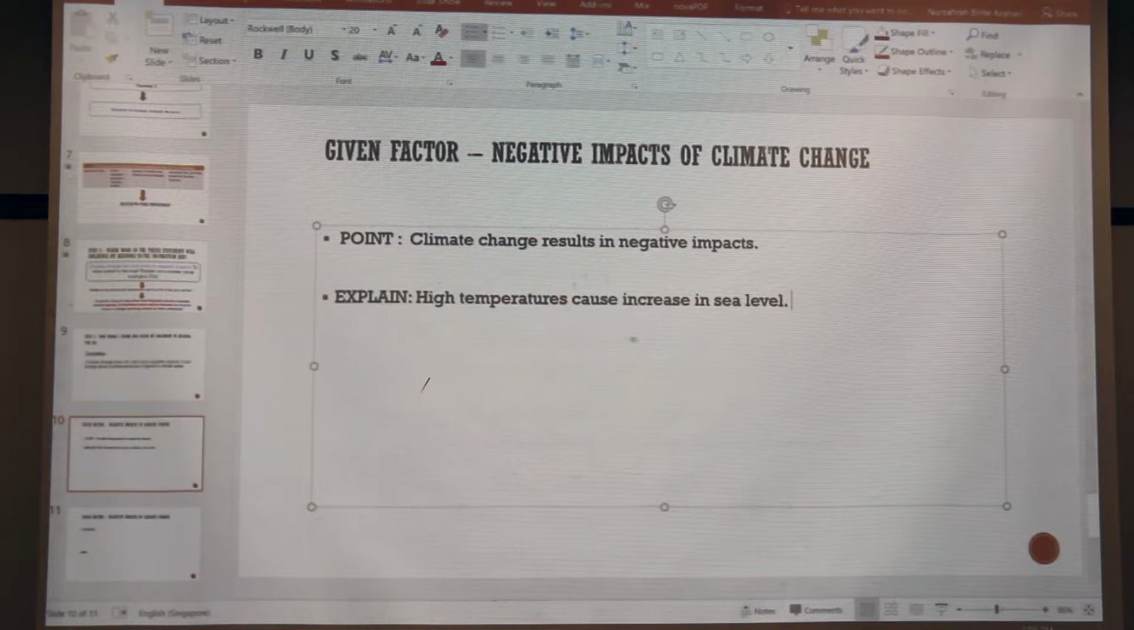Do we have to define certain terms, what is sea level? No need, right? So how do we explain these high temperatures cause increase in sea level? Let's say cause water in ocean to expand and increase in volume. Okay, it causes water in oceans and seas to expand, thus increasing volume. Good.